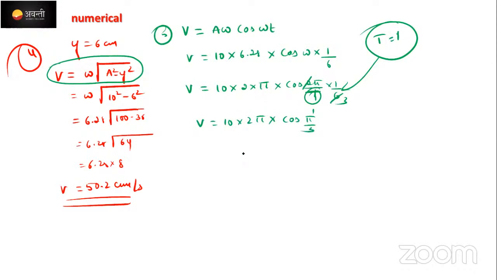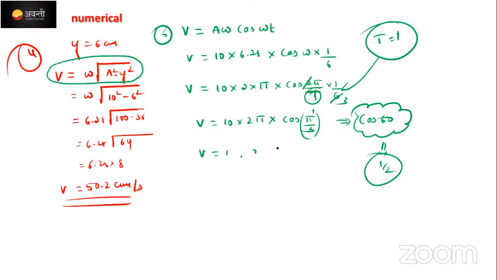Correct na, what I am saying, cos of pi by 3. Cos pi by 3 क्या होता है, cos 60, correct na. Cos 60 का वैल्यू कितना होता है, 1 by 2 होता है. अरे यार 1 by 2 को सब्स्टिट्यूट करो इधर, then v is equal to 10 into 2 pi into 1 by 2. 2 कैंसिल हो गया. Here v is equal to 10 pi centimeter per second. It's the speed at t is equal to 1 by 6 second.